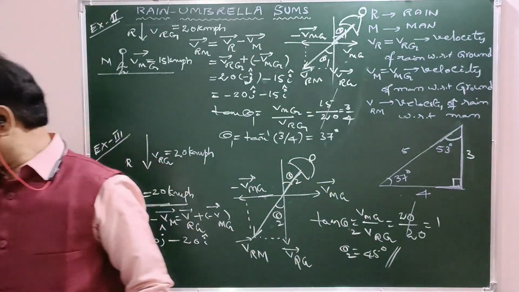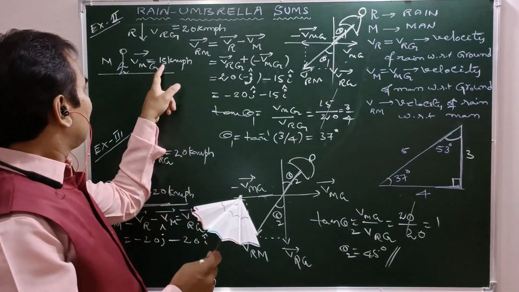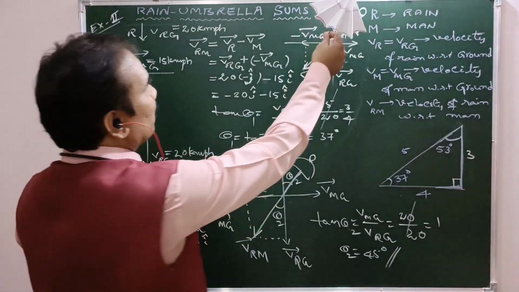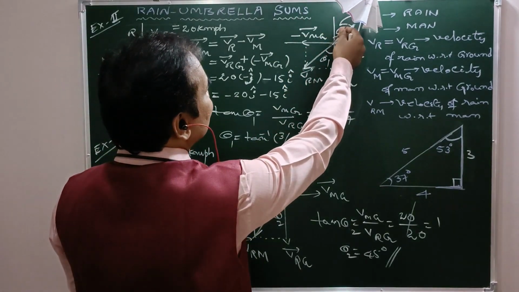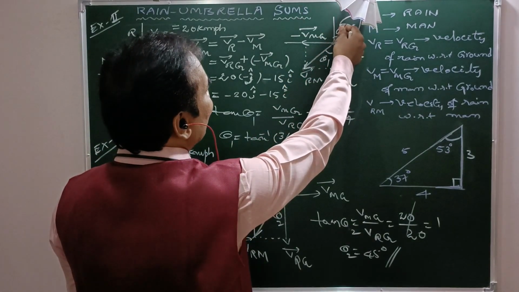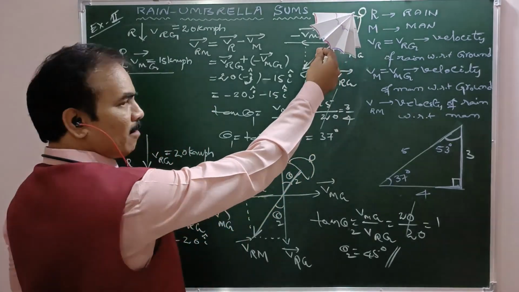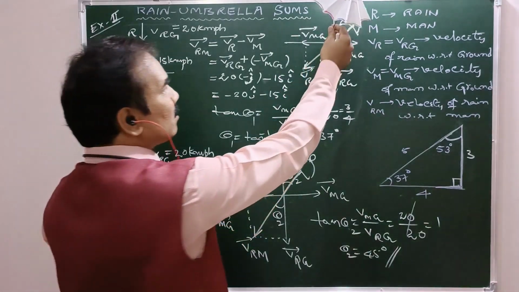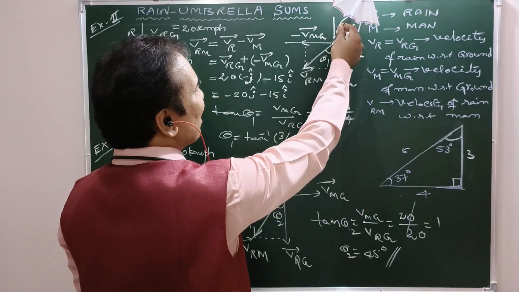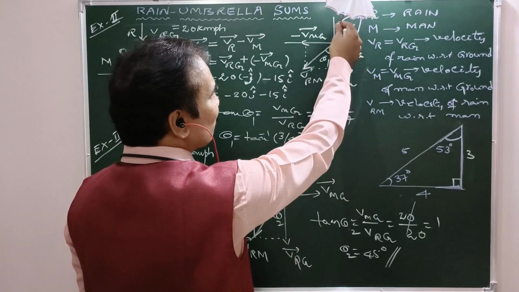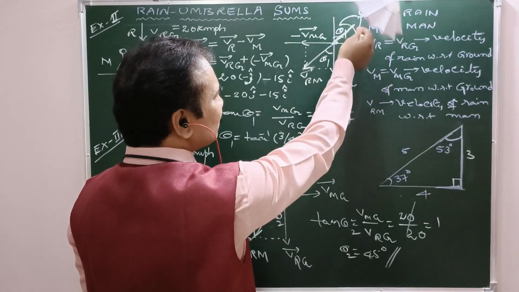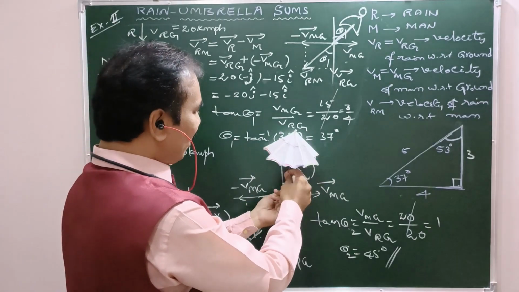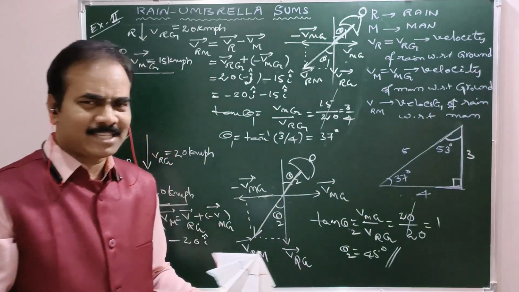Means in the first case, when he is walking at 15 kmph, he holds his umbrella such that it makes an angle 37 with vertical, right? When he speeds up from 15 kmph to 20 kmph, the umbrella has to be slanted further from the vertical, means 37 to 45. Initially 37, now 45.